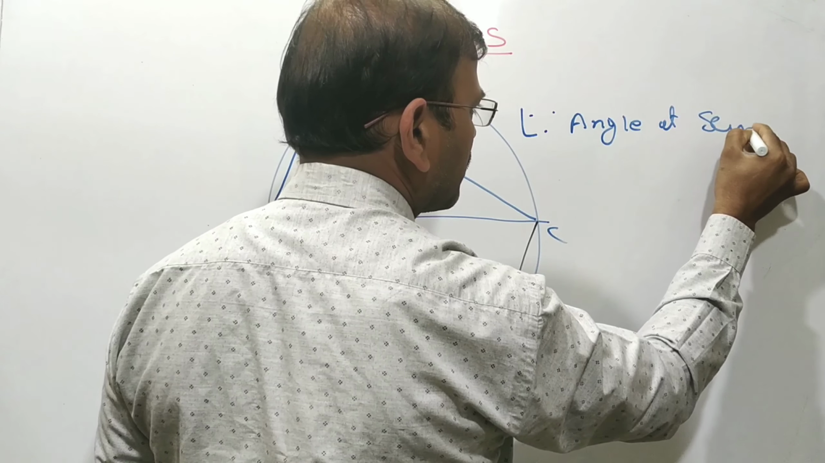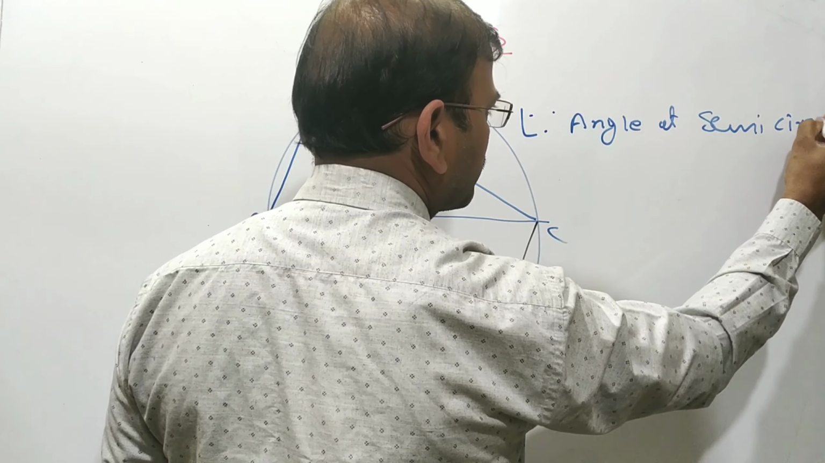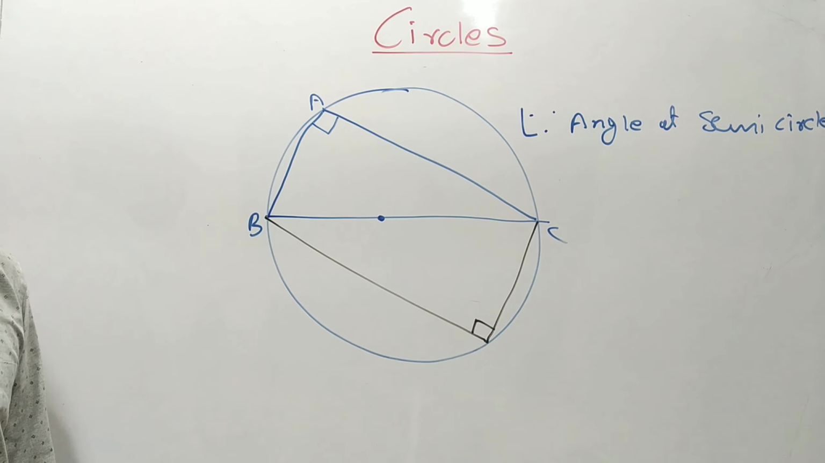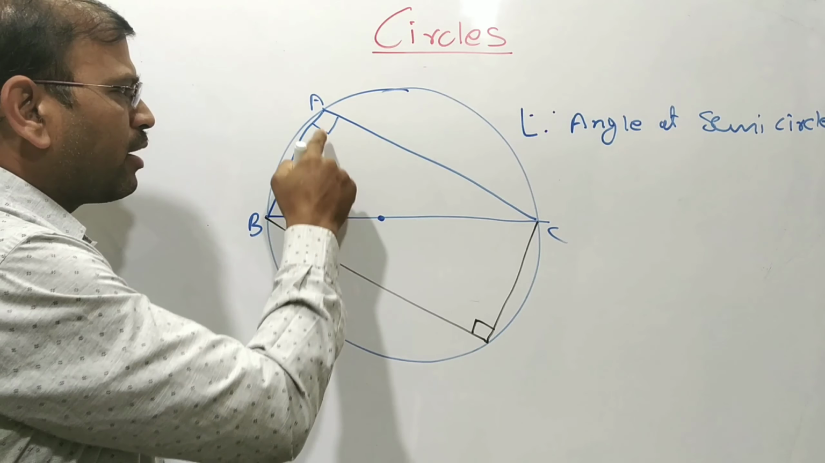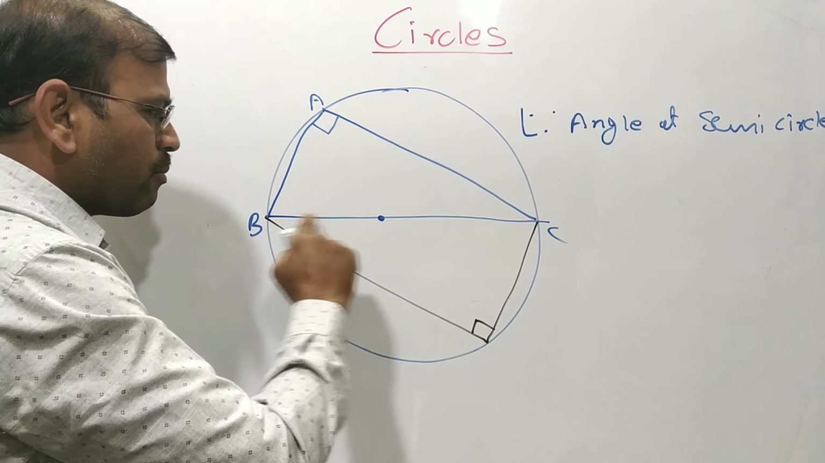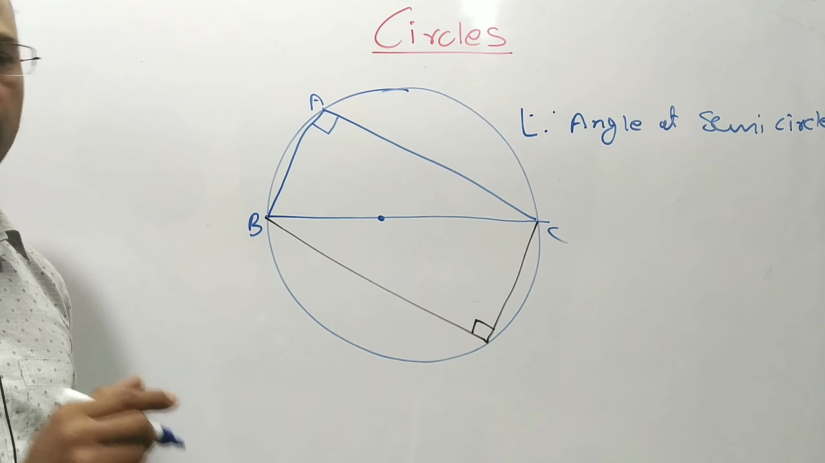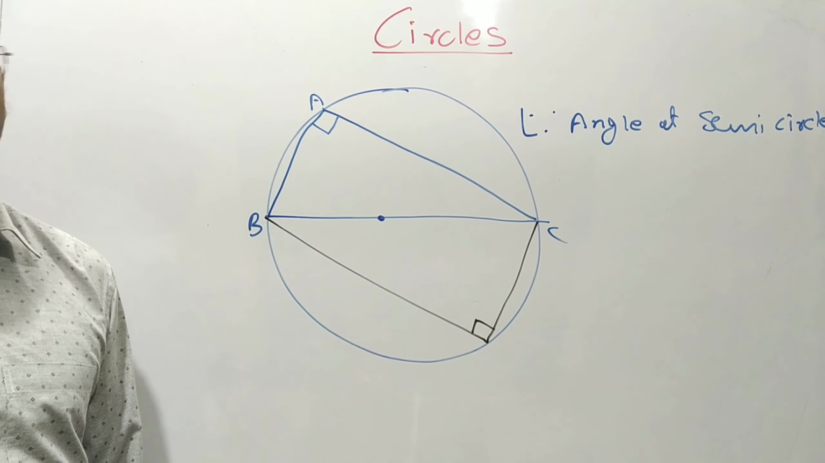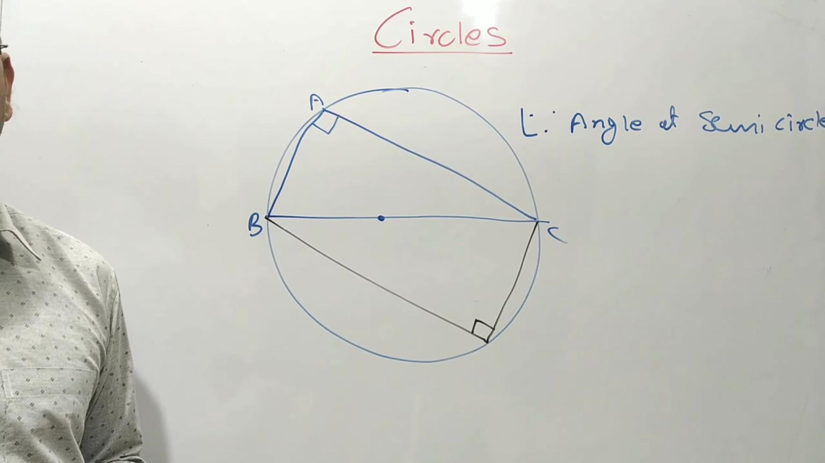Angle in a semicircle. This is the simple way. This reason is enough. So what you need to understand? Whenever two chords are joining at the circumference of the circle, when it is passing through the center, then we call it an angle in a semicircle. So this is the second property.